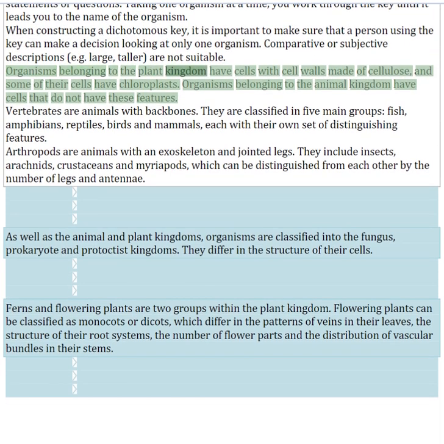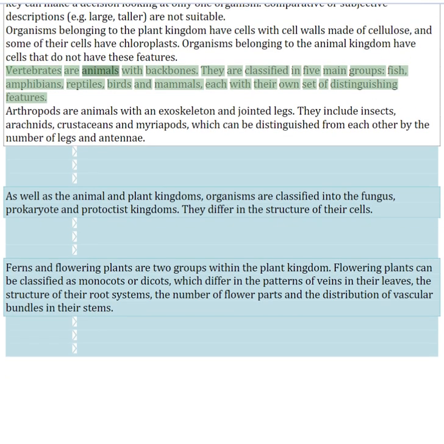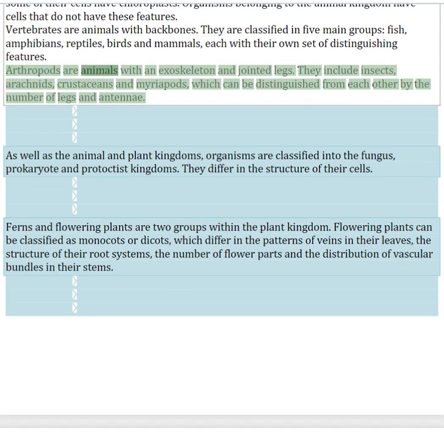Organisms belonging to the plant kingdom have cells with cell walls made of cellulose, and some of their cells have chloroplasts. Organisms belonging to the animal kingdom have cells that do not have these features. Vertebrates are animals with backbones. They are classified in 5 main groups: fish, amphibians, reptiles, birds and mammals, each with their own set of distinguishing features.